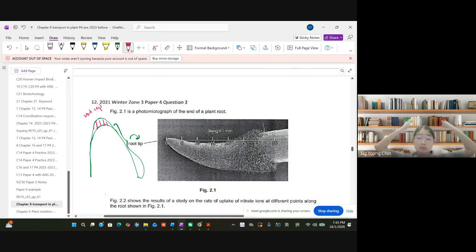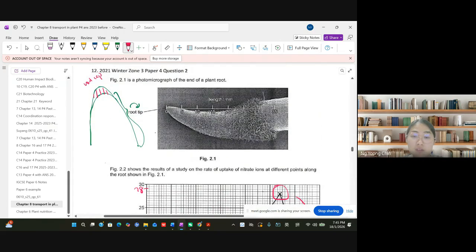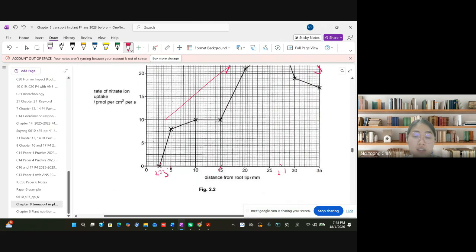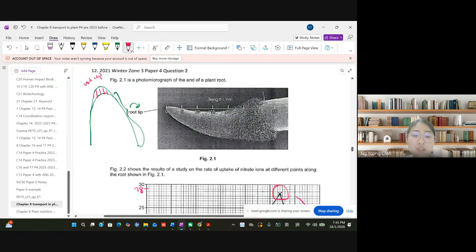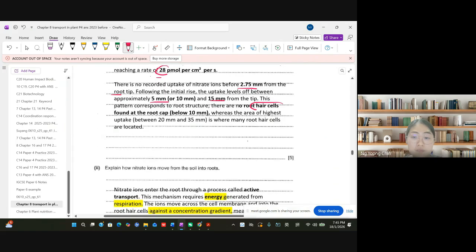So this part is the root cap, just like you are wearing a cap on your head. This root cap only helps to protect the root tip. It does not help in any kind of function, it will not help the root tip to absorb mineral ions. That's why there will be no nitrate ion absorption at the root cap region. But slowly, the nitrate ion absorption is increasing.